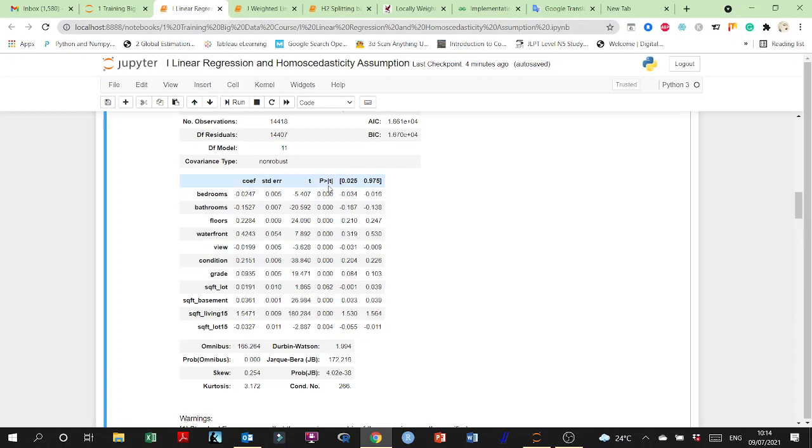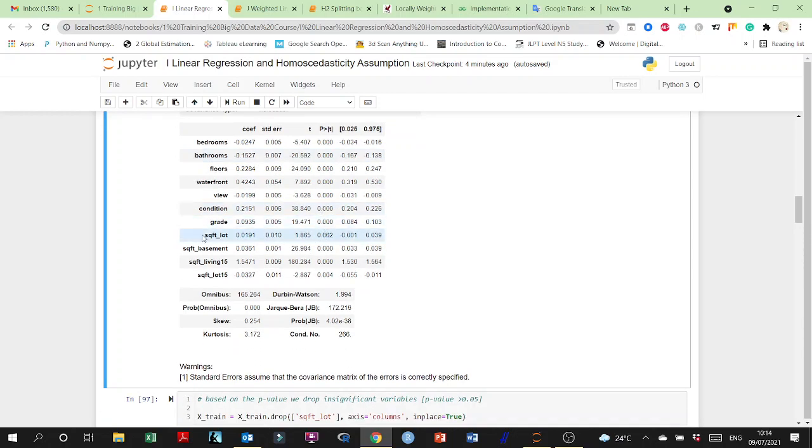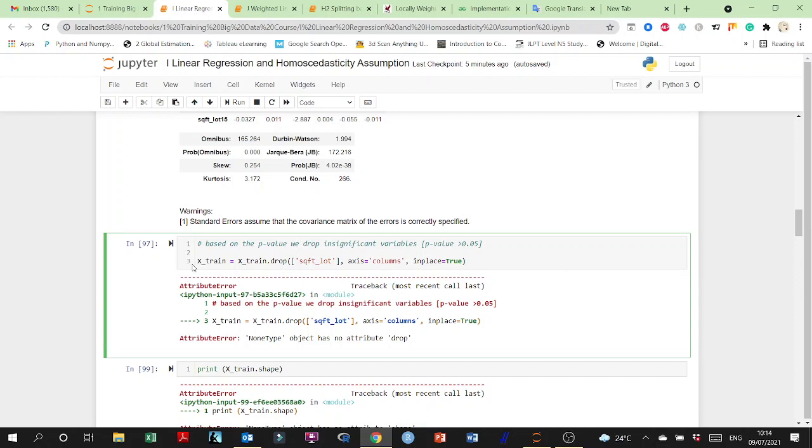And here we will not be able to accept these coefficients if their p-value is greater than 0.05. If the value is less than 0.05, it's okay, we can accept the coefficients. Taking a quick look over here, we find that this variable, square foot lot, has a value higher than 0.05, so ideally we need to drop this variable. We're going to take the X train and drop the square foot lot from the data.